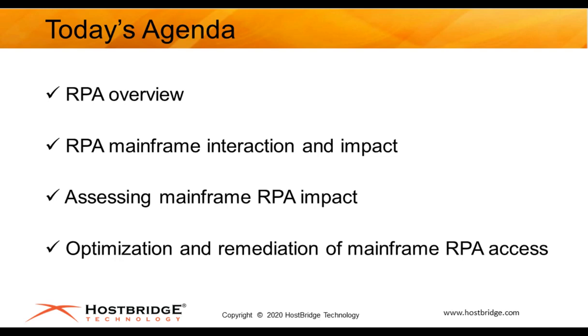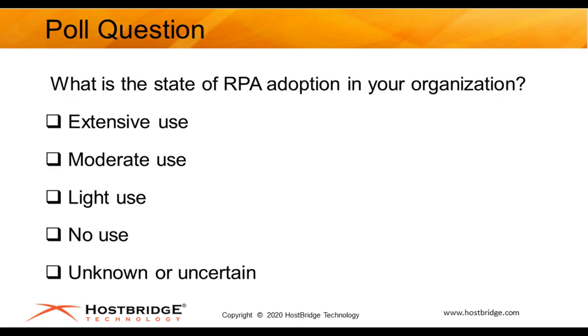Speaking of our agenda today, we're going to be talking about RPA, or Robotic Process Automation, and we're going to provide an overview of that. We're then going to talk about how organizations are beginning to see RPA impact their mainframe in unexpected and surprising ways, and some of them not good ways. We're then going to talk about a tool that we've developed to assess mainframe RPA impact, and then finally move into a discussion of optimization and remediation strategies regarding RPA.